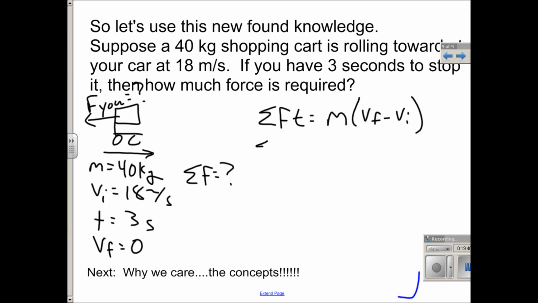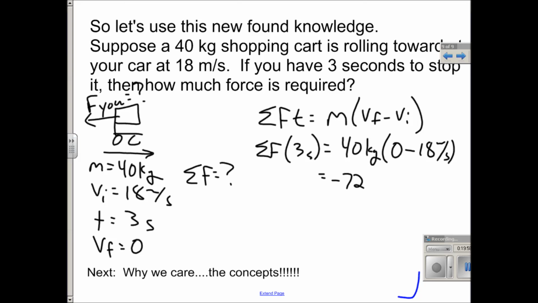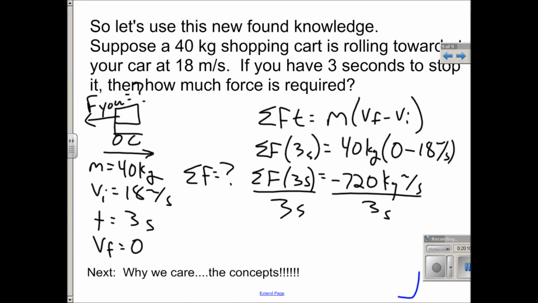Okay, so our net force is what we're looking for. Time is 3 seconds. Mass is 40 kilograms. Final velocity 0. Initial velocity was 18 meters a second. So 0 minus 18 is negative 18 times 40. This gives you negative 720 kilogram meters a second. Over here, net force times 3 seconds. Again, if you want, you could have just dropped out your units. Divide both sides by 3 seconds. And your net force is negative 240 newtons, because it's metric.